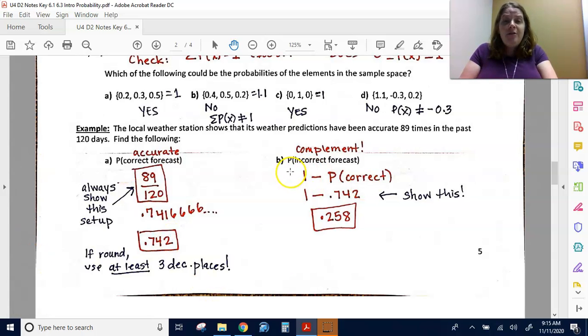Okay, what's the probability of the incorrect forecast? So that's going to be the complement. So I'm just going to take 1 minus my answer from before, and I'm going to get 0.258. Now, again, I'm going to show this step, 1 minus 0.742, to show that I know that I'm using this idea of the complement. Even though we all know what you're doing, and you can do it in your calculator, you're still going to show that step because that proves you understand how the statistics work. Okay, if you don't show that, the best thing to do would be to do 120 minus 89, get that number, and set it up out of 120.